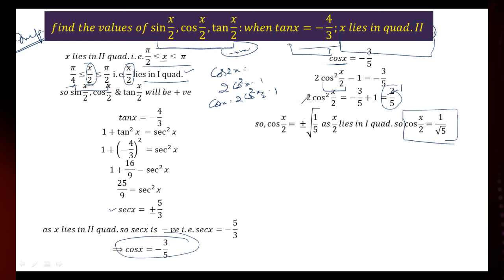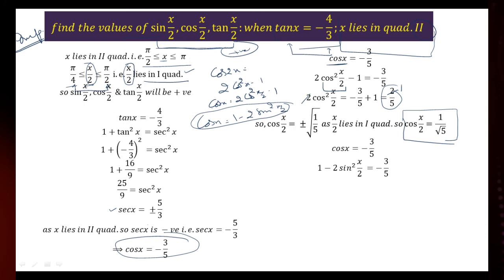To get the value of sin x by 2, I can apply sin square x by 2 plus cos square x by 2, or I can use the same type of identity that cos x is equal to 1 minus 2 sin square x by 2. So here I am going to apply this one. So cos x is 1 minus 2 sin square x by 2, which is equal to minus 3 by 5.